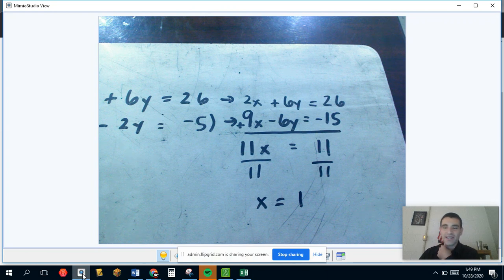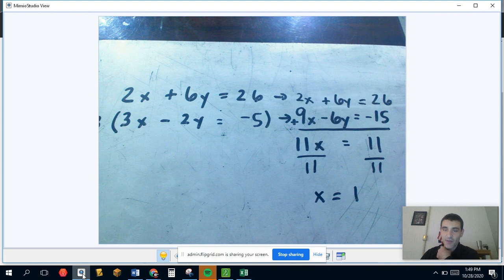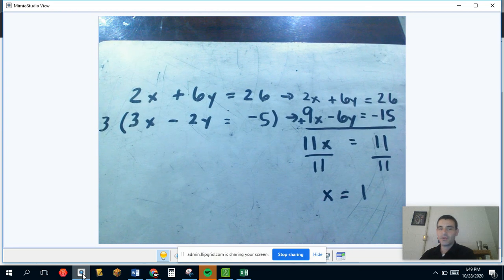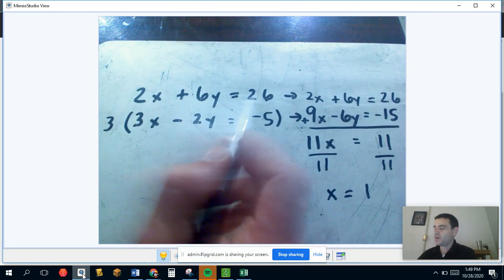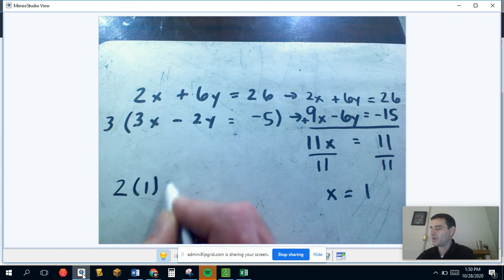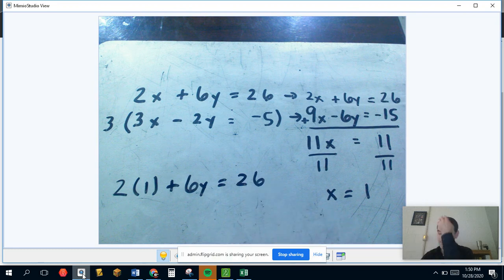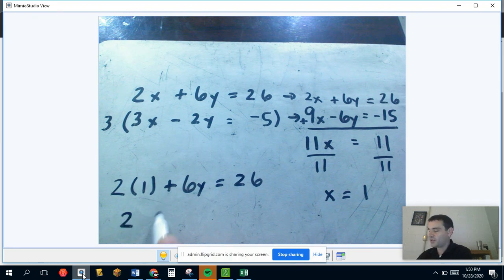Now we need to know x and y, so we go back to the original equations. You can go to any equation that has x and y in it, but generally the original equations are the easiest. I'm going to put 1 in for x. I'm going to do it for the top equation here. So I'm going to say 2, not x this time, but 1. 2 times 1 plus 6y is equal to 26. 2 times 1 is 2.